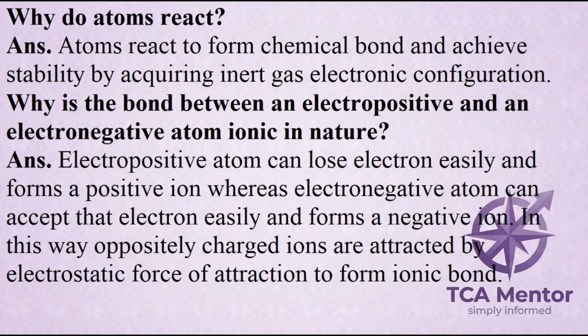Ans. Electropositive atom can lose electron easily and forms a positive ion, whereas electronegative atom can accept that electron easily and forms a negative ion. In this way, oppositely charged ions are attracted by electrostatic force of attraction to form ionic bond.